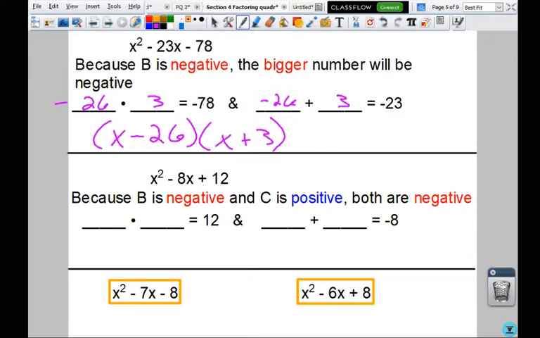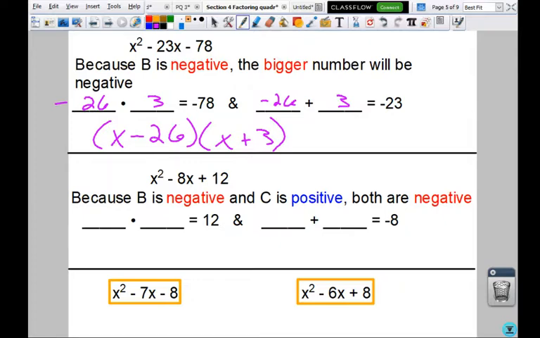Alright, I'm going to look at x squared minus 8x plus 12. So I want to know what times what is 12 and adds up to negative 8. This one can be kind of sneaky. They multiply to be positive, but add to be negative. So they are both negative.